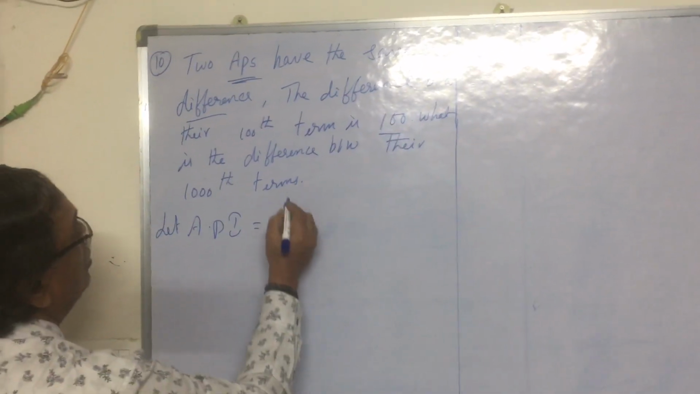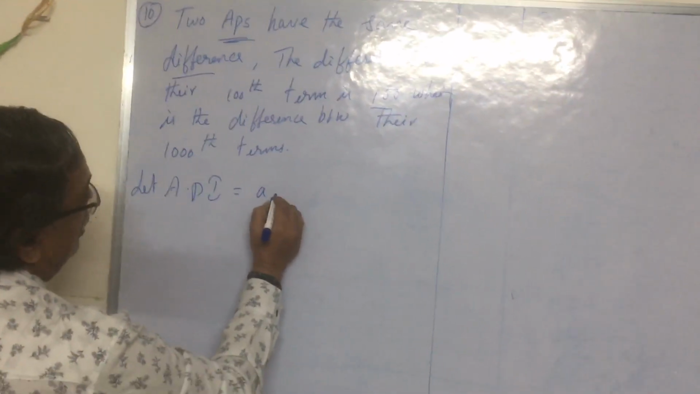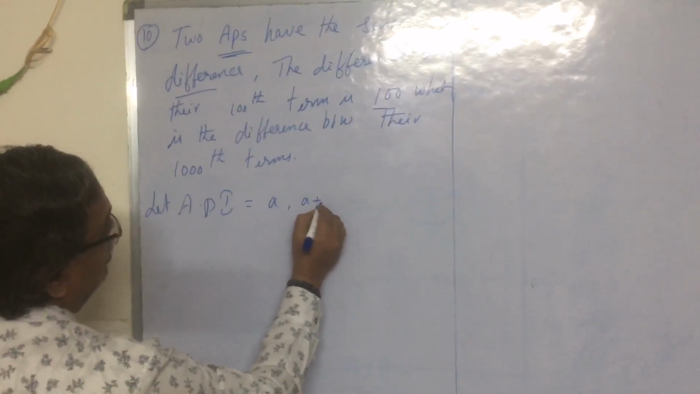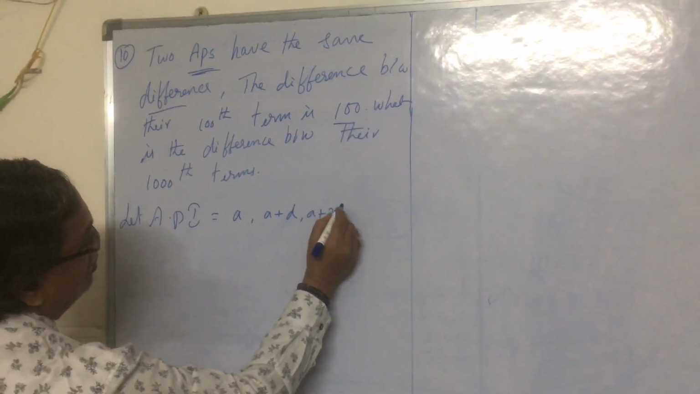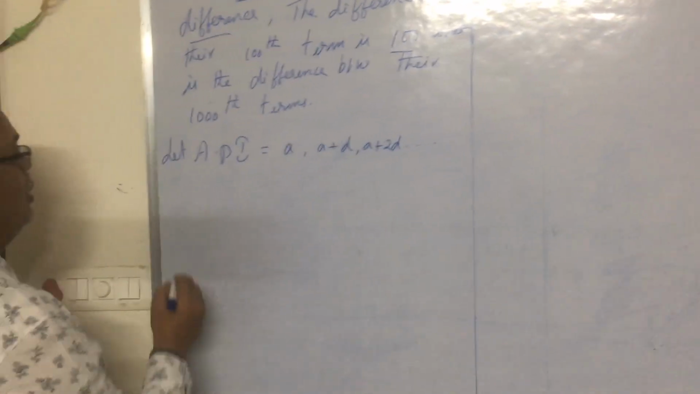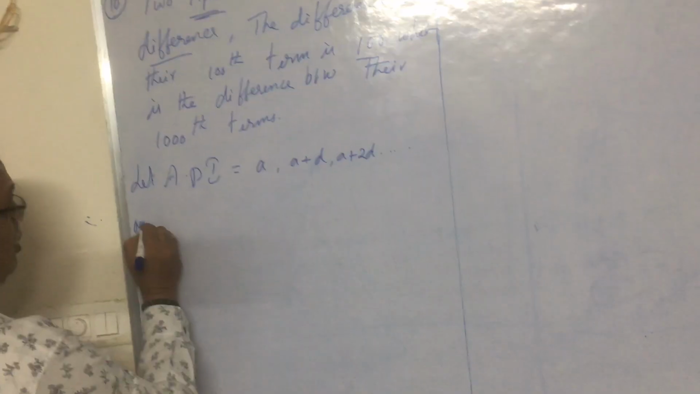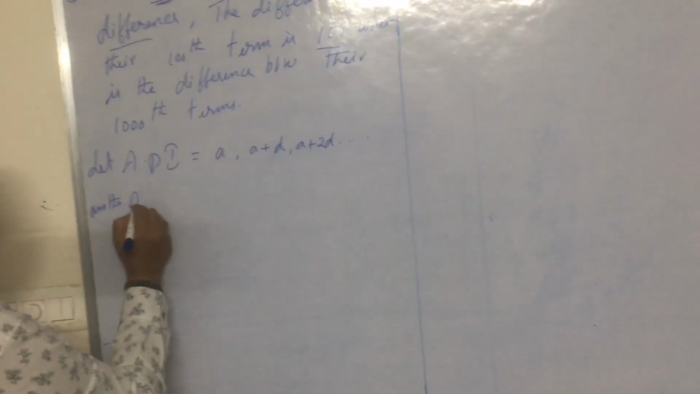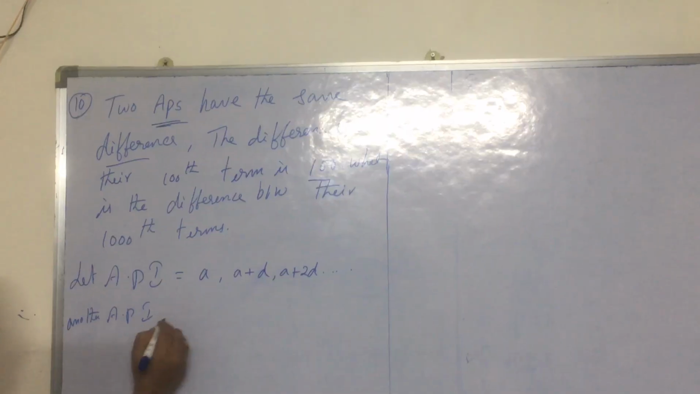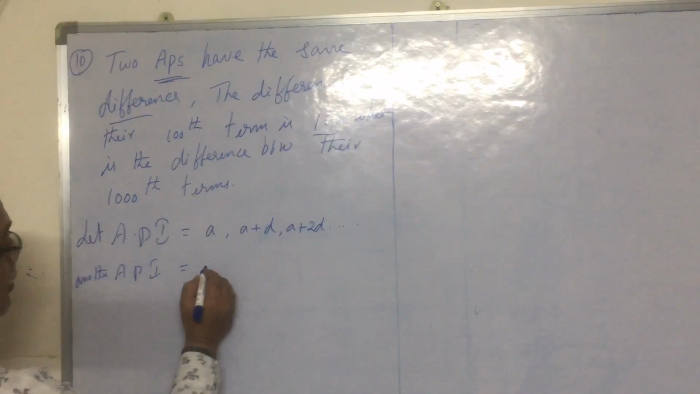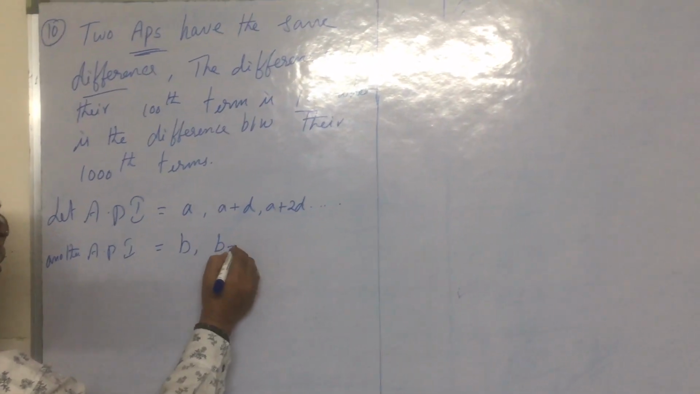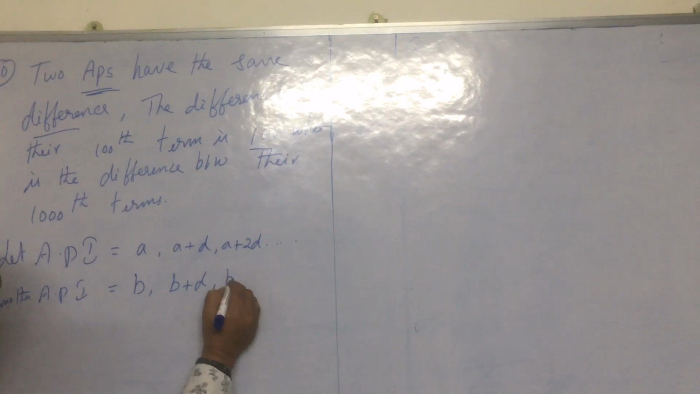Let AP1 be equal to A, A plus D, A plus 2D, and so on. Another AP is equal to B, B plus D, B plus 2D, and so on.